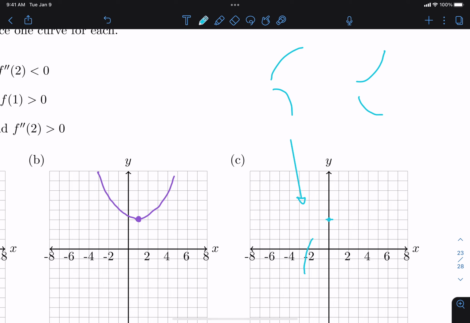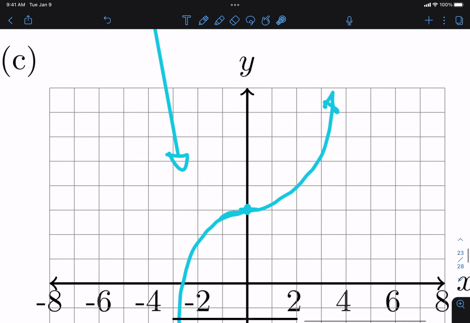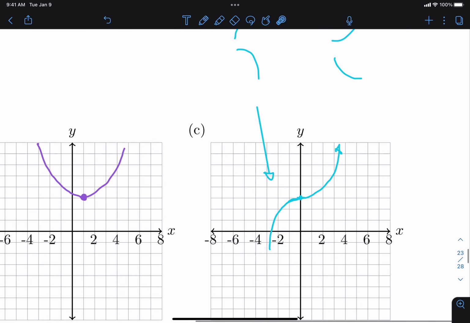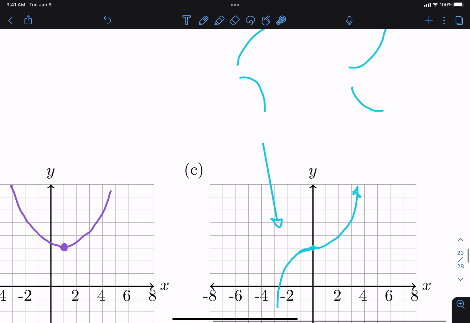So I could draw a picture which looks like, okay, that's not very good. You could draw a picture which looks like this. We have to flatten out at 0, but then we can be concave up after that. As I come along, I'm concave down because I'm bending downwards, and then I'm concave up, I'm bending upwards, and right at 0, my tangent line is actually a horizontal line. So that's an example of something that you could have drawn.